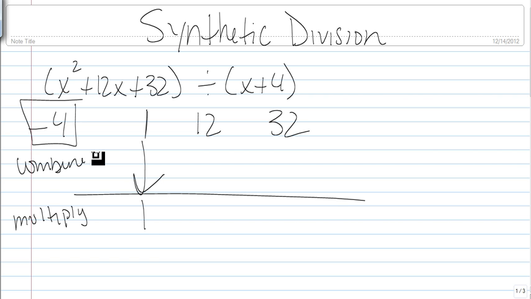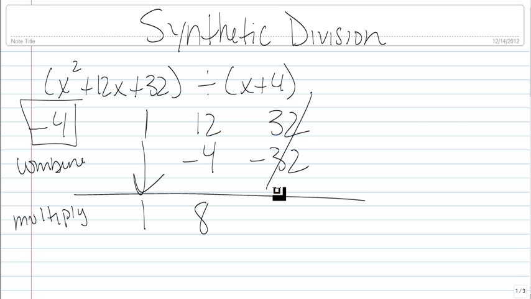Okay, so we brought our first one down. Now 1 times negative 4 is negative 4. 12 minus 4 is 8. 8 times negative 4 is negative 32. And then those two are going to cancel out. So now we have 1 and 8. Those are the coefficients of our new polynomial.